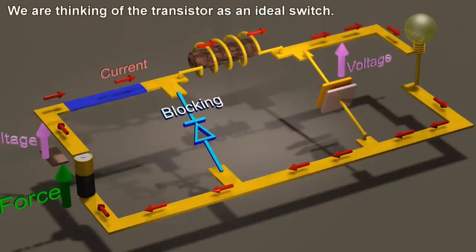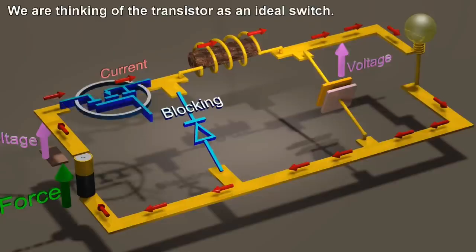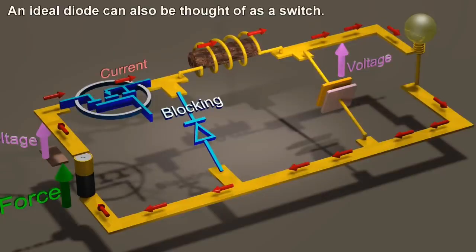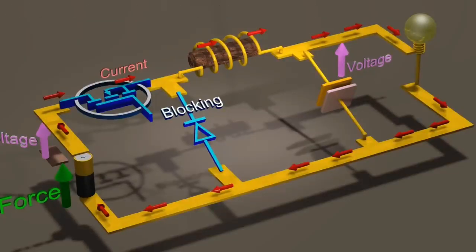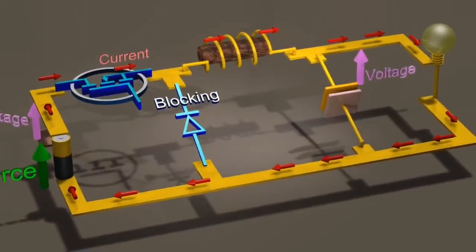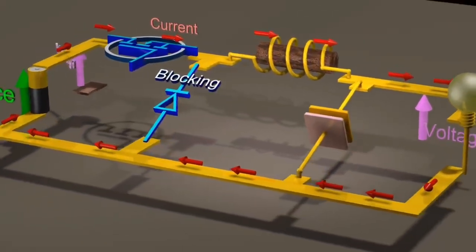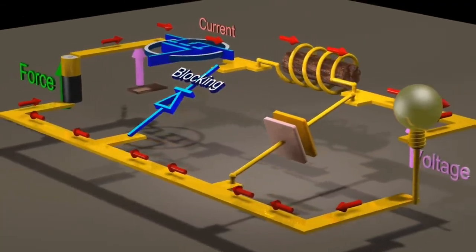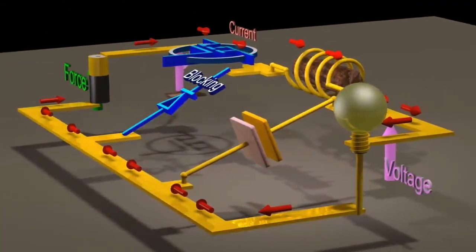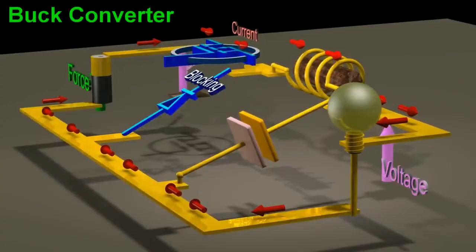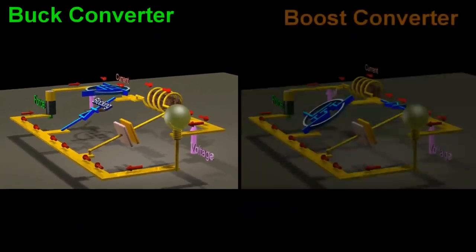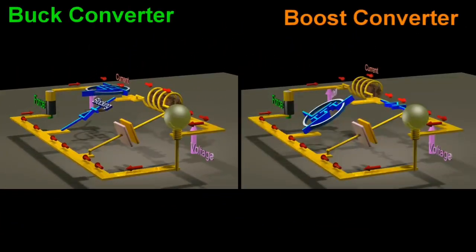We're thinking of the transistor as an ideal switch. An ideal diode can also be thought of as a switch. The diode is an off switch when it is blocking current from flowing in the reverse direction, and the diode is an on switch when current flows in the forward direction. The buck converter uses the exact same components as the boost converter, just arranged differently.